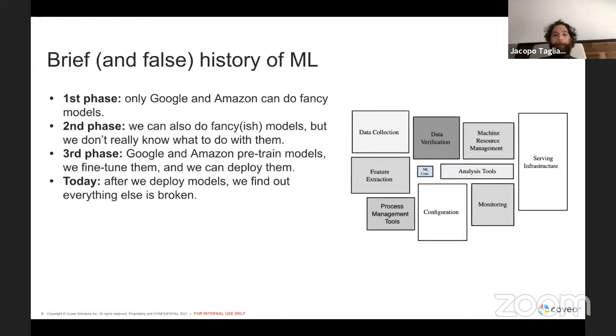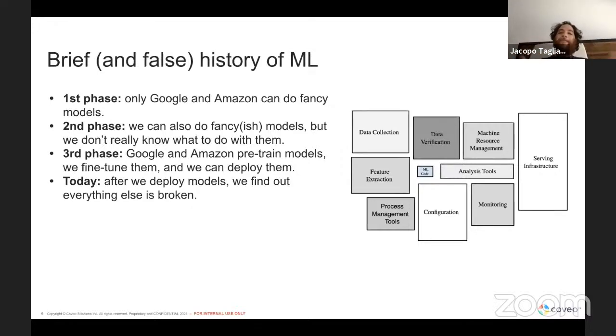And then we have a third phase, which, depending on how mature your company is, may be a phase you're in right now, which is, well, there are a lot of pre-trained models out there. You may know BERT if you like NLP. What we do is basically take the models that Google kindly released, we fine-tune them to our use cases, and we deploy them.